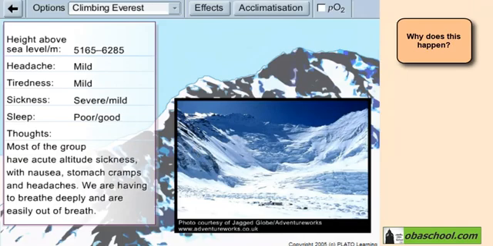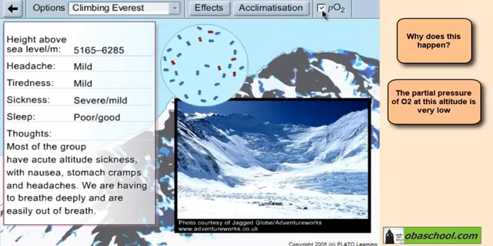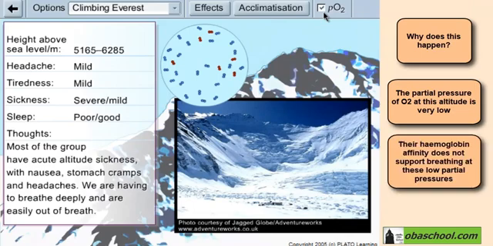This is because the partial pressure of oxygen at the height where they are is lower than the partial pressure of oxygen than what they are used to if they are living at around sea level, let's say. The affinity of their hemoglobin is not enough to get these few amounts of oxygen. They are not getting enough oxygen to their tissues. That's why they are suffering from these symptoms.